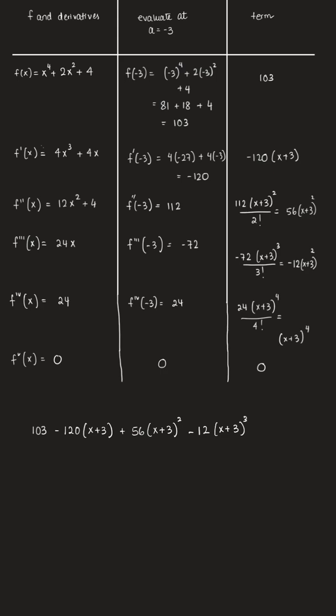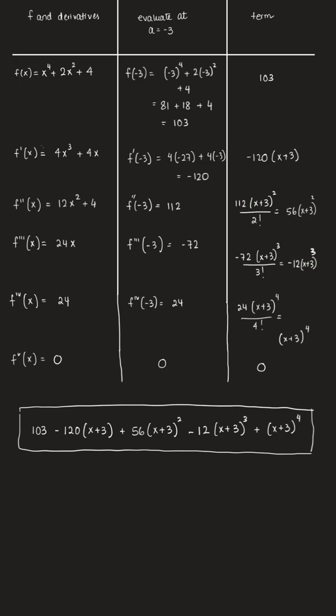I think I made a little mistake over there. Let me erase that. This one should be cubed. Oh, I can't erase it. It's okay. Change it like that. And then finally plus x plus 3 to the 4th power. And there is our Taylor series. In this case, it's a Taylor polynomial because it's finite for our function f of x.